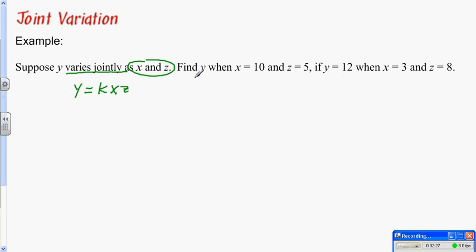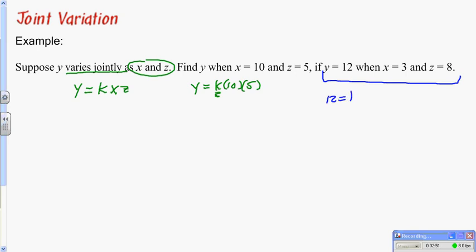And again, they ask us to find y when x is 10 and z is 5. But again, we cannot do this unless we know what k is. And again, that's where these pieces of information come into play. If y is 12, then x is 3 and z is 8.